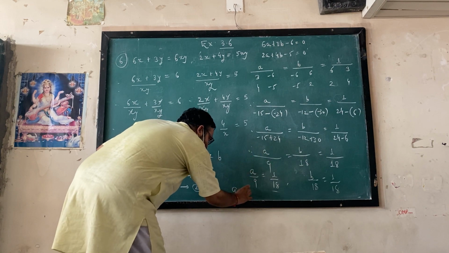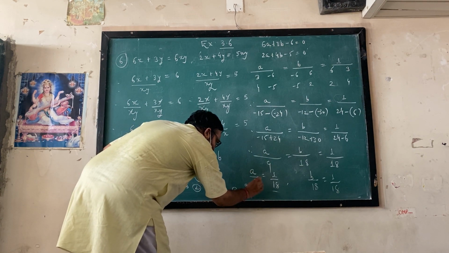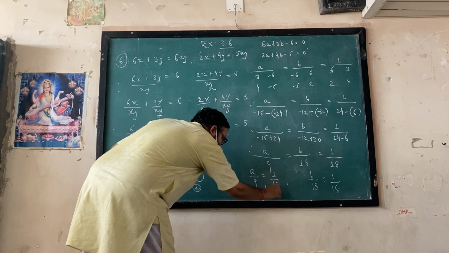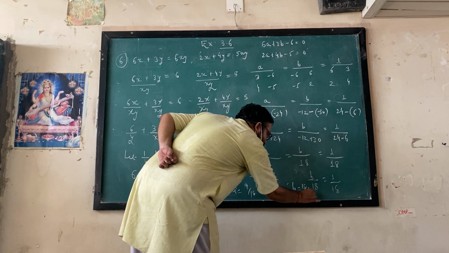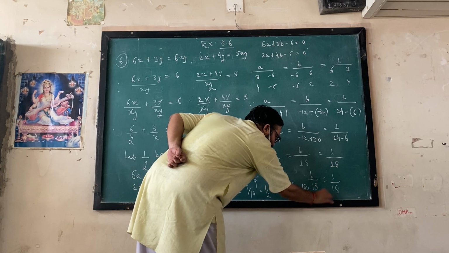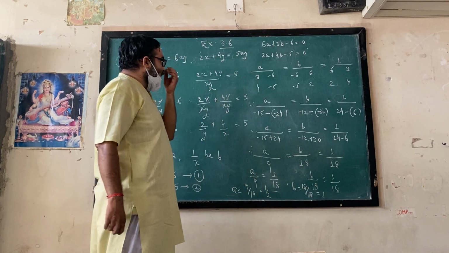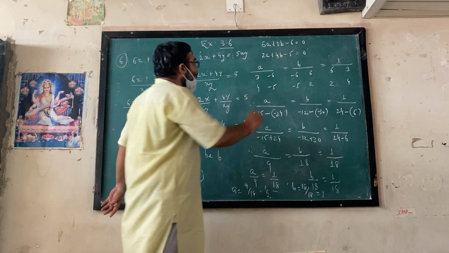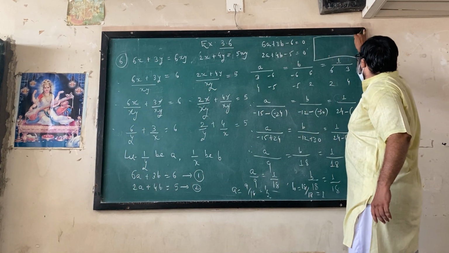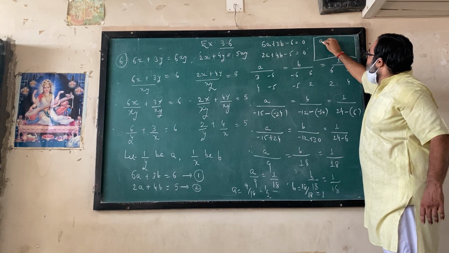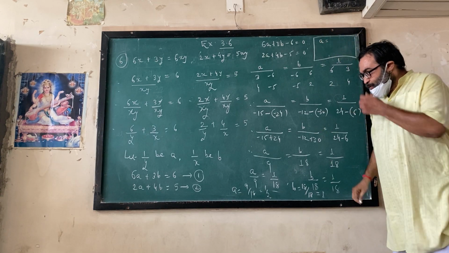So now a equals what? 9 is in the numerator, 9 by 18, that is 1 by 2, and b is what? 18 by 18, that is 1. So a and b we have got, both are completed.